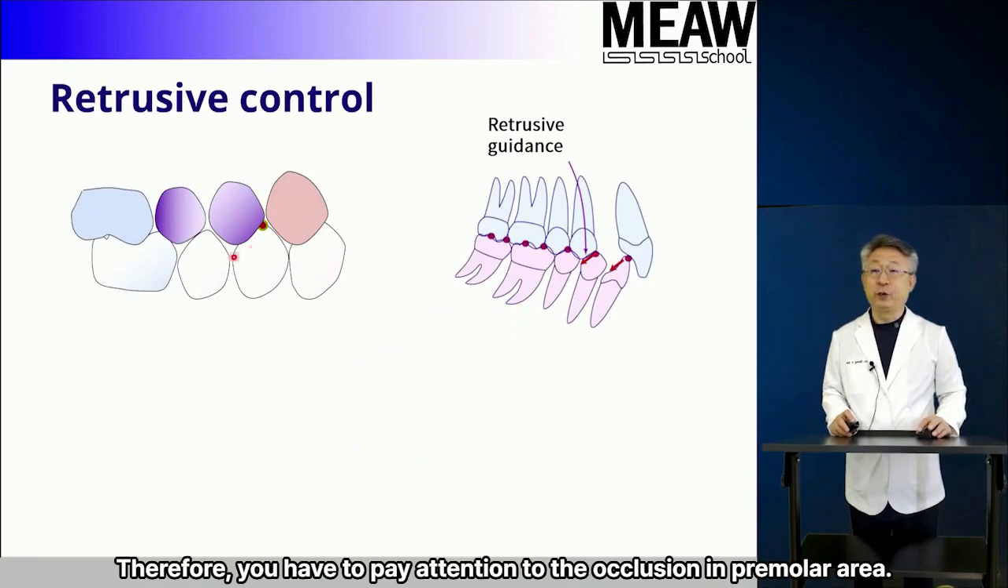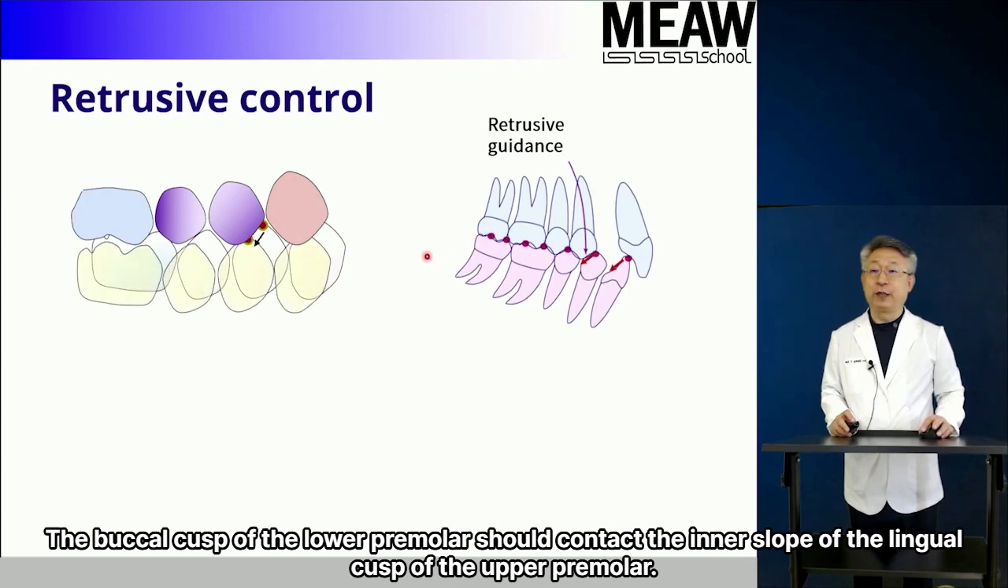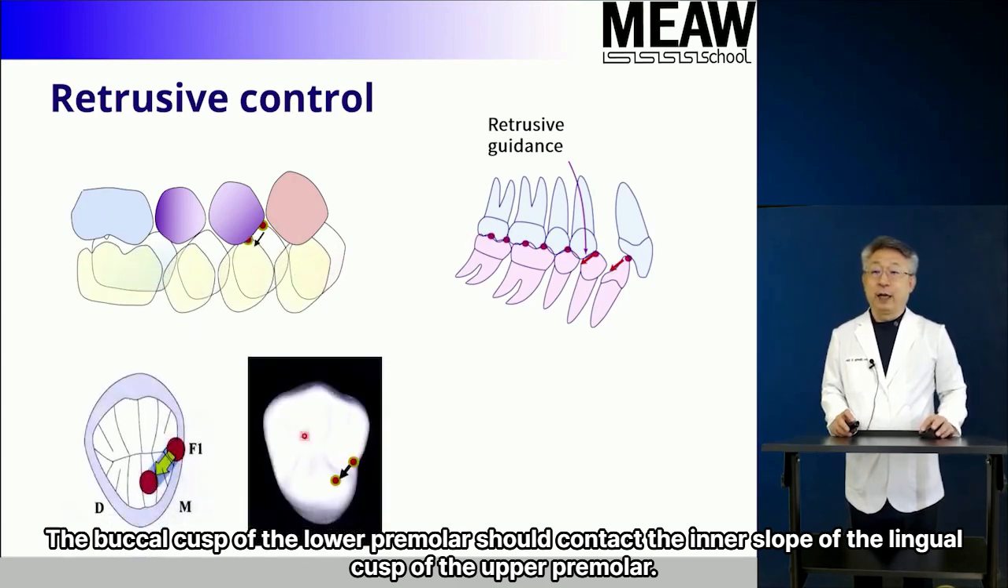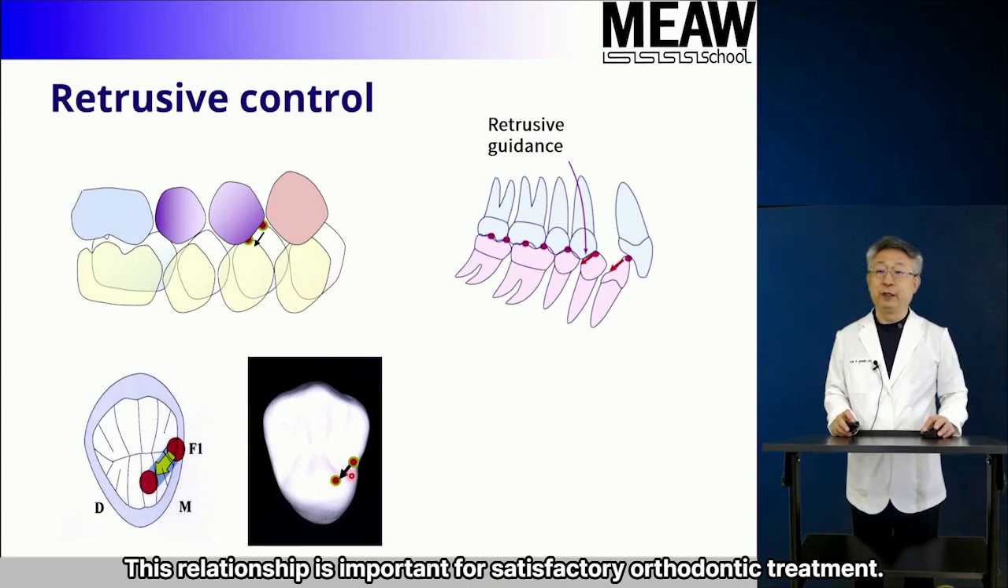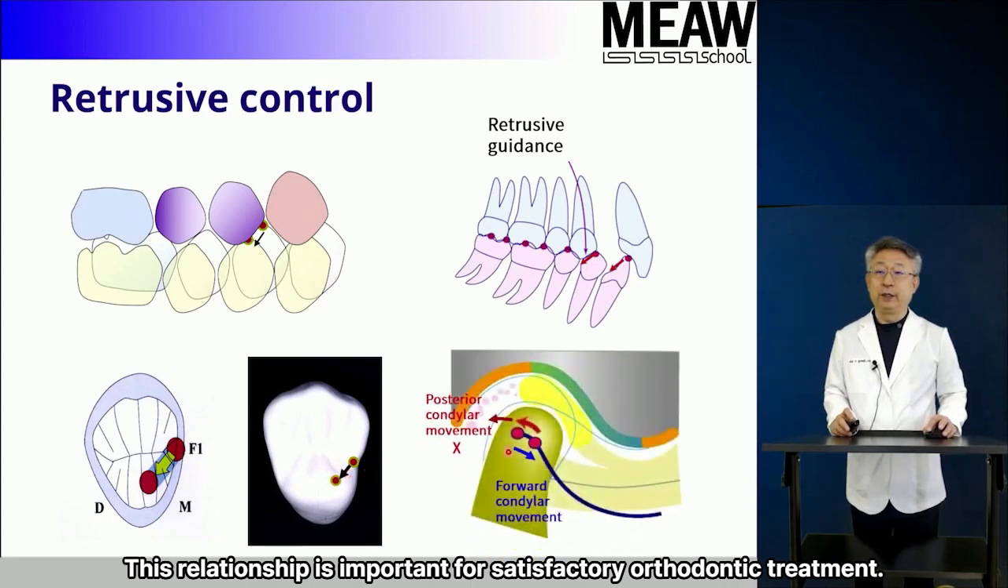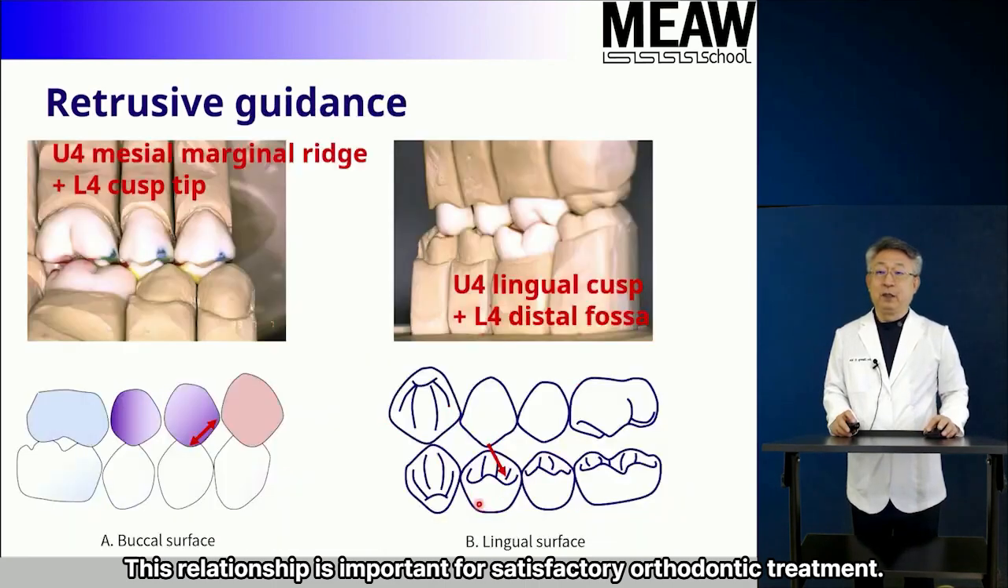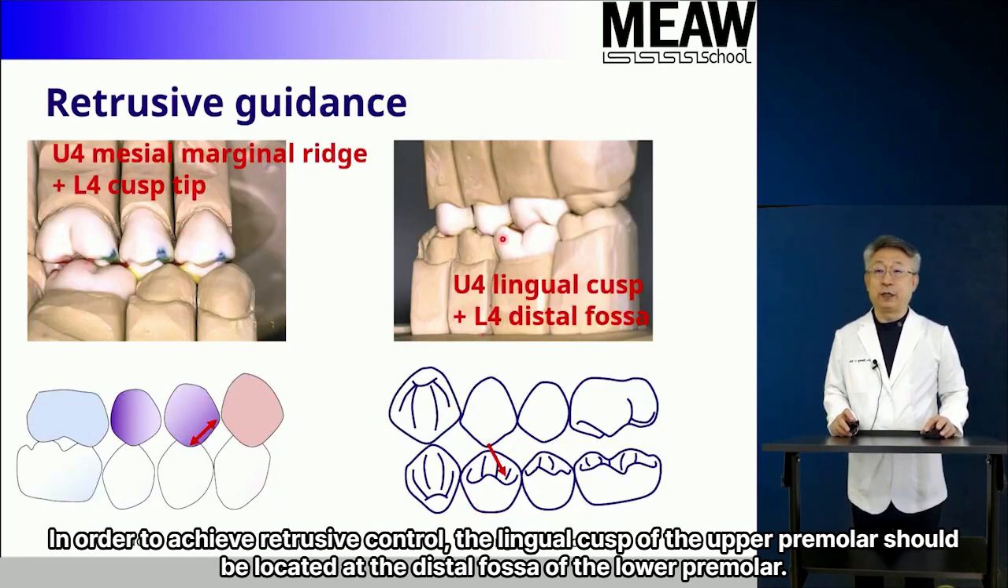Therefore, you have to pay attention to the occlusion in premolar area. The buccal cusp of the lower premolar should contact the inner slope of the lingual cusp of the upper premolar. This relationship is important for satisfactory orthodontic treatment. In order to achieve retrusive control, the lingual cusp of the upper premolar should be located at the distal fossa of the lower premolar.